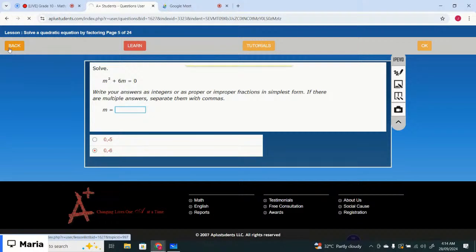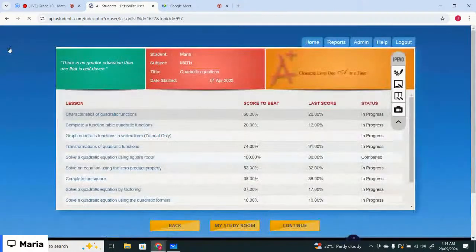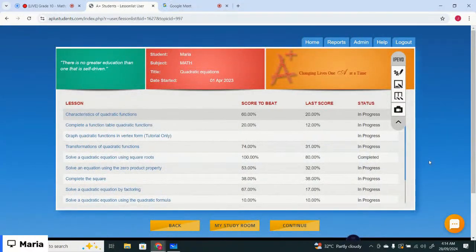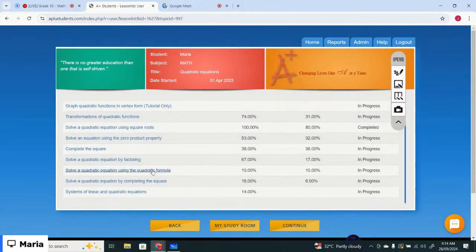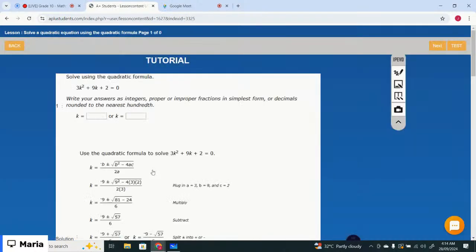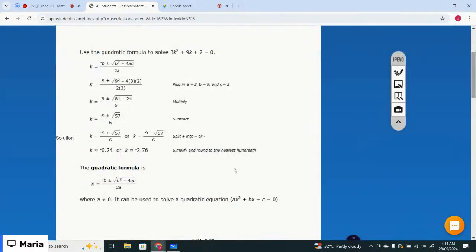The next lesson is solve a quadratic equation using the quadratic formula. So let's just start with the lesson. So here is the quadratic formula, that is x equals negative b plus minus square root of b square minus 4ac, divided by 2a. So you have to compare this equation, 3x square plus 9x plus 2: a is 3, b is 9 and c is 2. So now put in the values here, right? Just put in the values and solve the equation, that is two values you have, right?